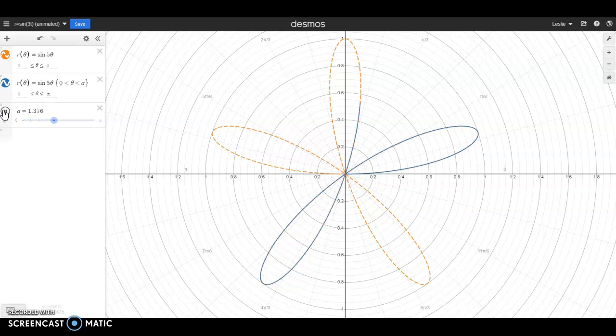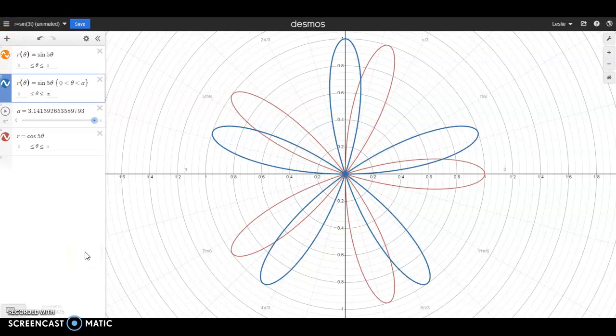And once this is done, I'll graph r equals the cosine of 5 theta on the same grid. This time, cosine is red. Notice that the cosine graph is hugging an x-axis, and the sine graph, the blue one, is hugging a y-axis.